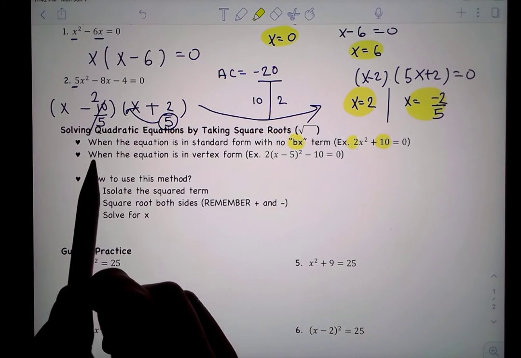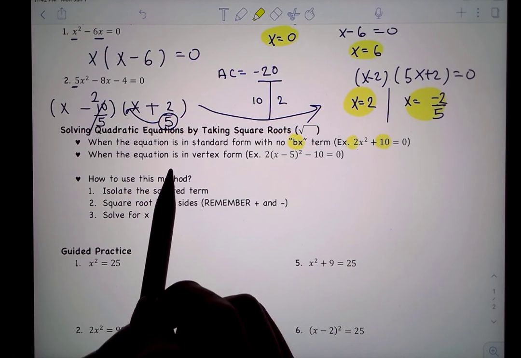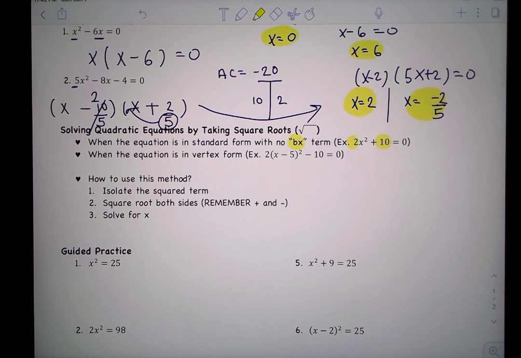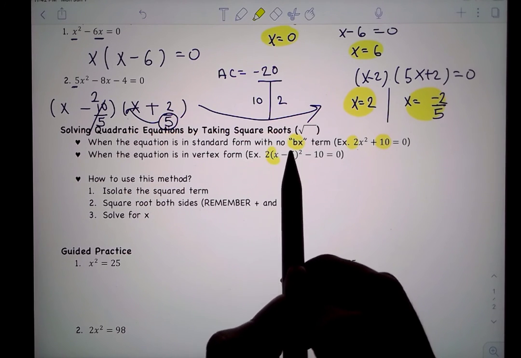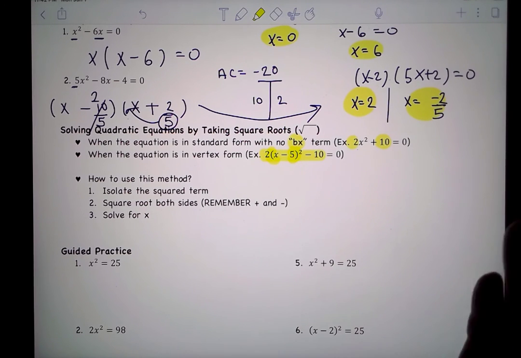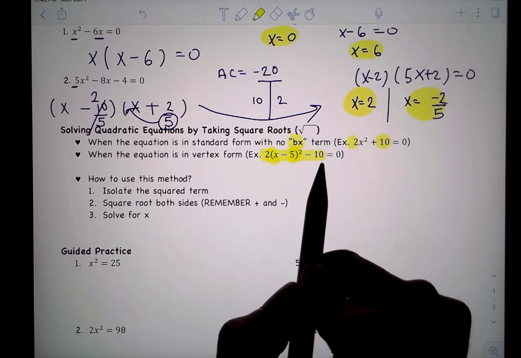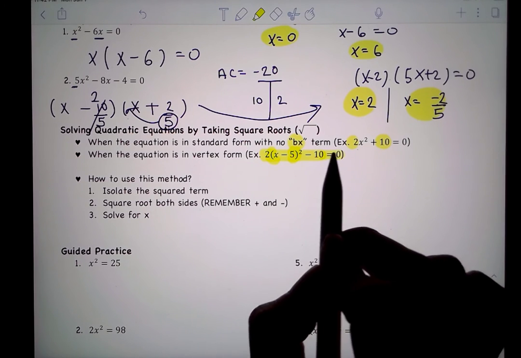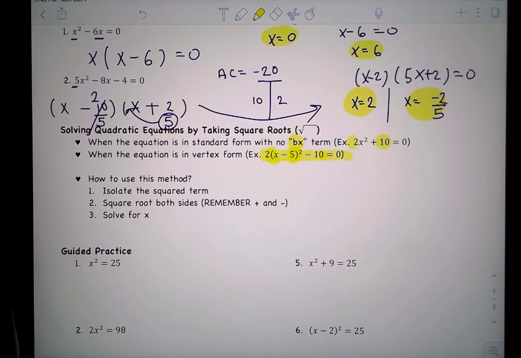And also, when the equation is in vertex form, we already know the vertex form, right? So parentheses and a square, like that. If you get vertex form on the left side, or something that looks like a square, then we can use the taking square root method. Okay?